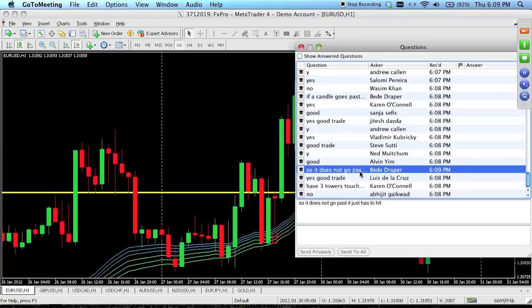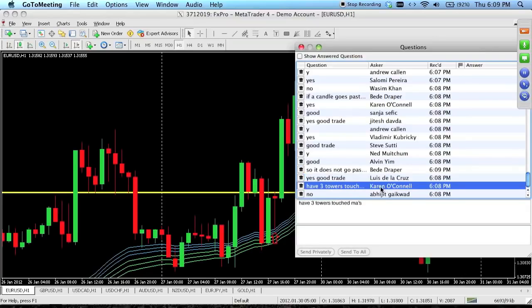It does not have to go past it. It just has to hit. Yes, as long as it touches the MA. It can go past it, but it should not close on the other side. For example, the body should not be on the other end. The tails can come out, no problem. Yes, good trade. Karen says three towers touch the MAs. You don't need three towers to touch them. Even if you have just one touching the MA, that's fine.